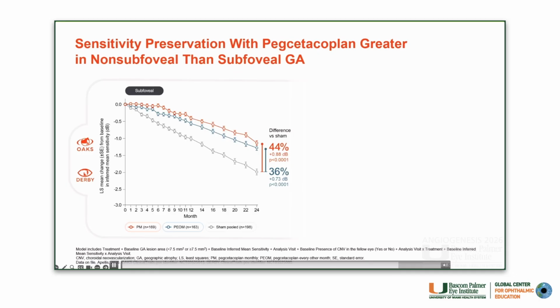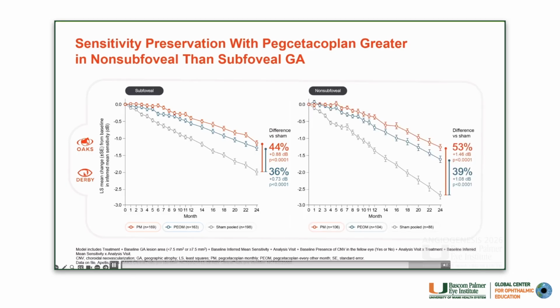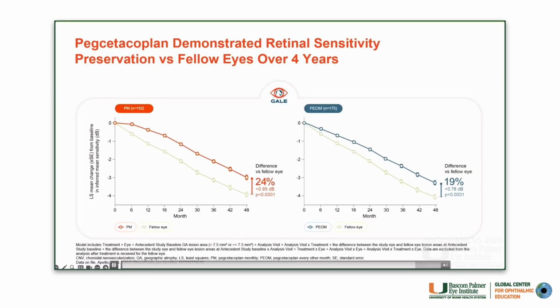The difference to sham in preservation of retinal sensitivity in subfoveal lesions, with 44% and 36% in every month and every other month treated eyes, is pronounced, but overall less when compared to non-subfoveal lesions. When looking at the group with non-subfoveal lesions, here on the right, the preservation is in direct comparison even more pronounced, with 53 and 39%. Finally, looking at the Gale data, we can see preservation of retinal sensitivity over the long term, with significant differences to fellow eyes after 4 years of treatment.